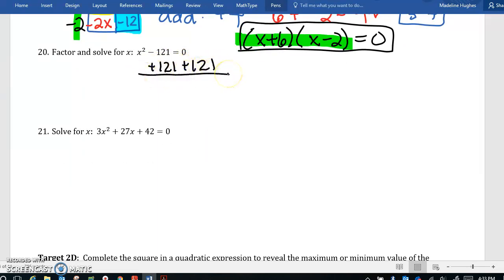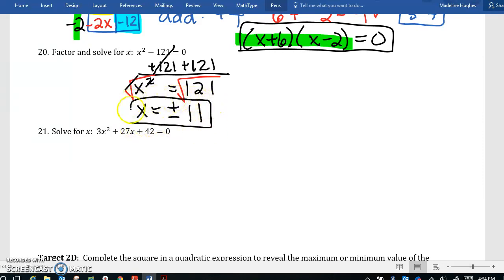side of the equal sign. So if it's x squared is equal to a positive 121. And to undo a squared, we take the square root. So square root and squared undo each other, we're left with x equals. Remember, whenever we take a square root, it's always a plus or minus now. And the square root of 121, you can plug in your calculator, but that gives you 11. So x is plus or minus 11.